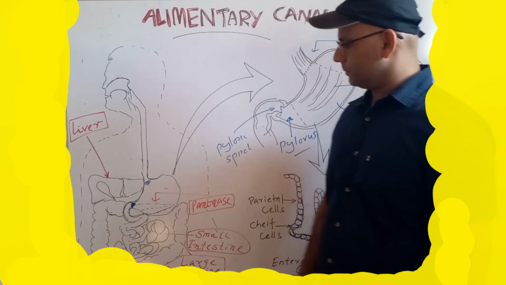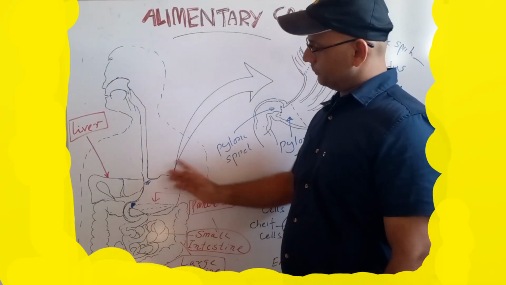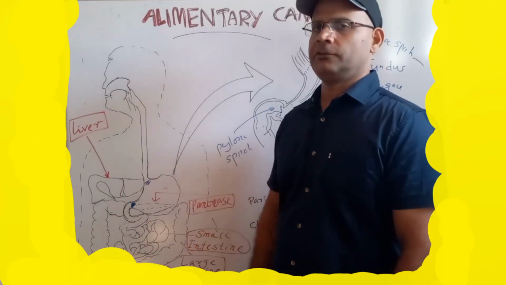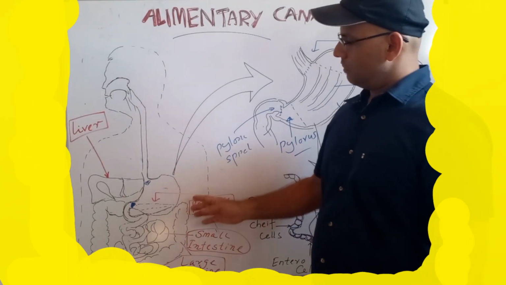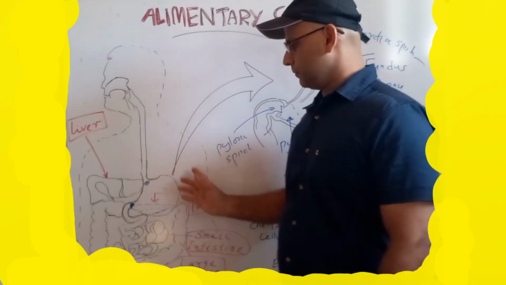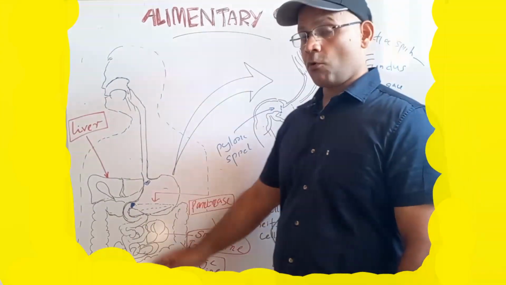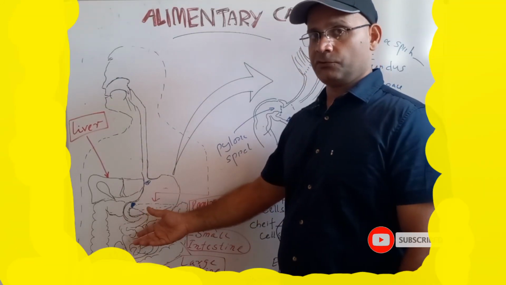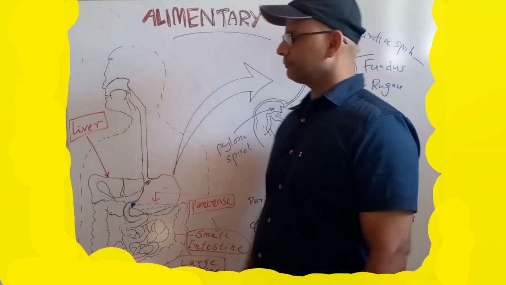And another thing is, when there is excess production of hydrochloric acid, that will produce gastric ulcers, or when there is excess secretion of gastric hormone, that will also increase the production of gastric juice, and that will damage the gastric mucosa.